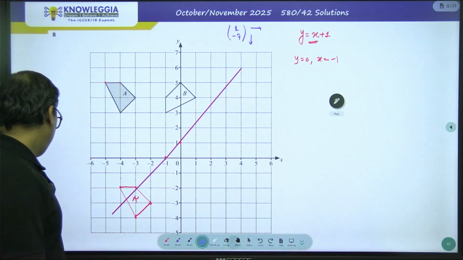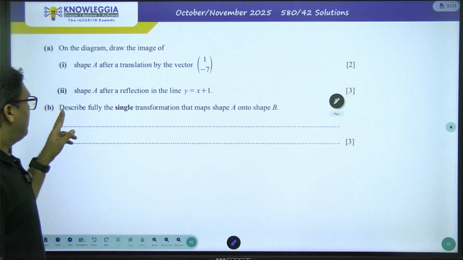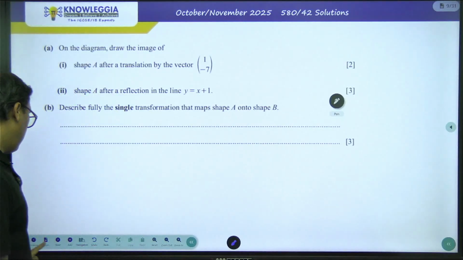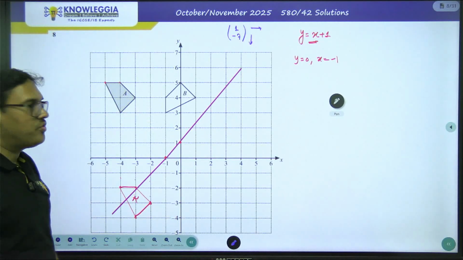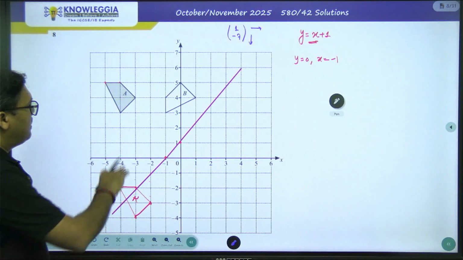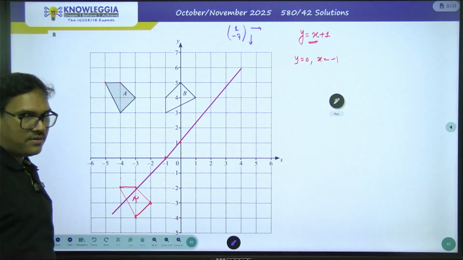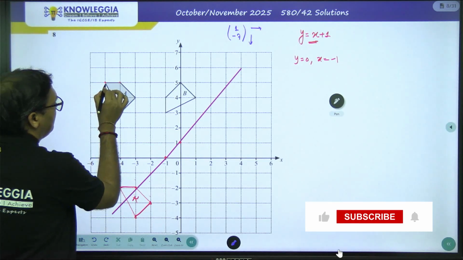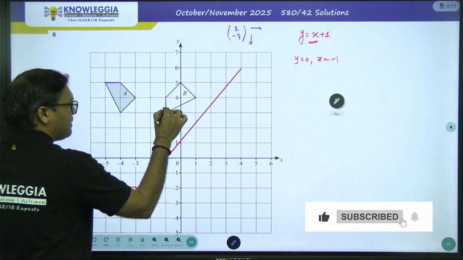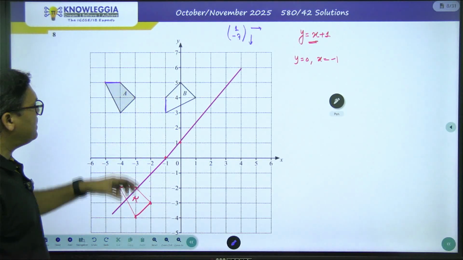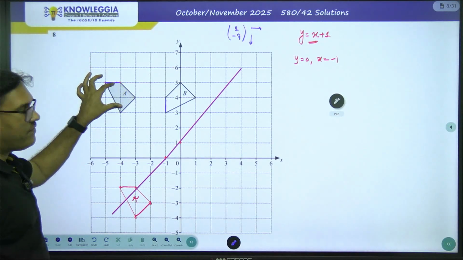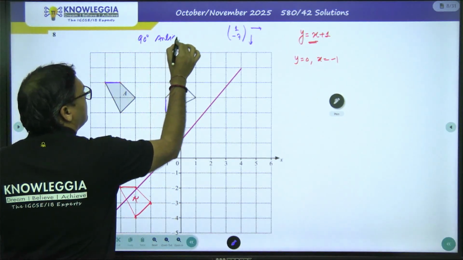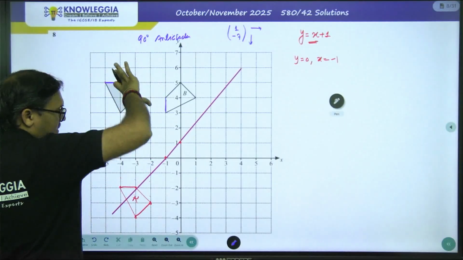Okay. So now the next question is describe fully the single transformation that maps A onto shape B. A to B. So we can first clearly see the sides are the same. This is just a rotation, correct? Now, what kind of rotation is this? You just think about one line. You can see this line has become vertical like this, right? So this is obviously a 90-degree rotation anti-clockwise. You can clearly see this is going like this, correct?